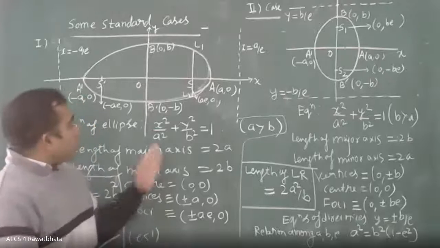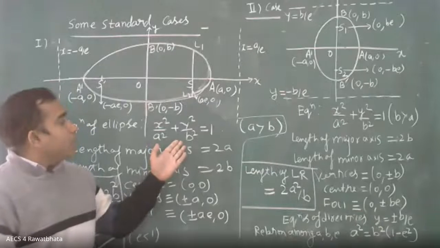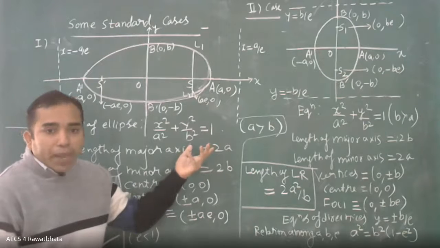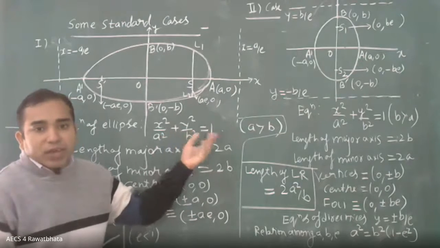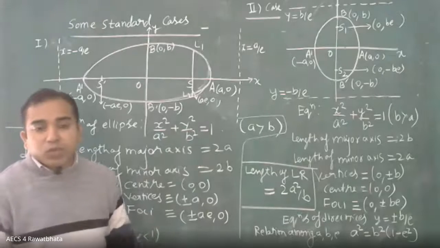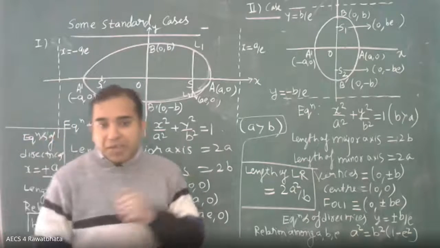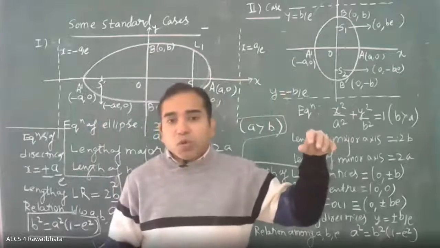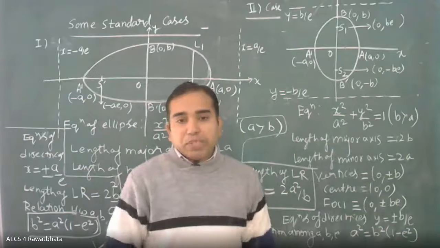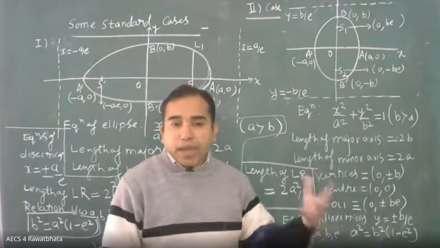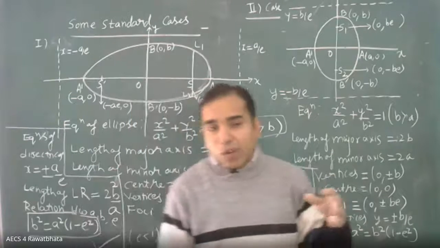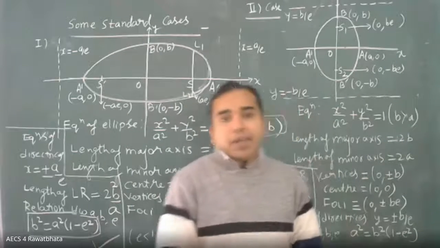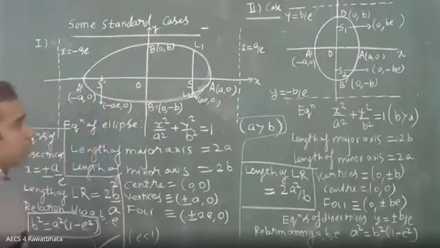Yes. In this equation, if you put b equal to a, it will become a circle. So x square plus y square equal to a square will be the equation, which is the equation of a circle whose center is 0, 0 and radius is a. So this is a circle. A circle is an ellipse whose both axes are the same, both major and minor axes are equal. So a circle can be defined in this manner also: a circle is an ellipse whose major axis and minor axis are equal.